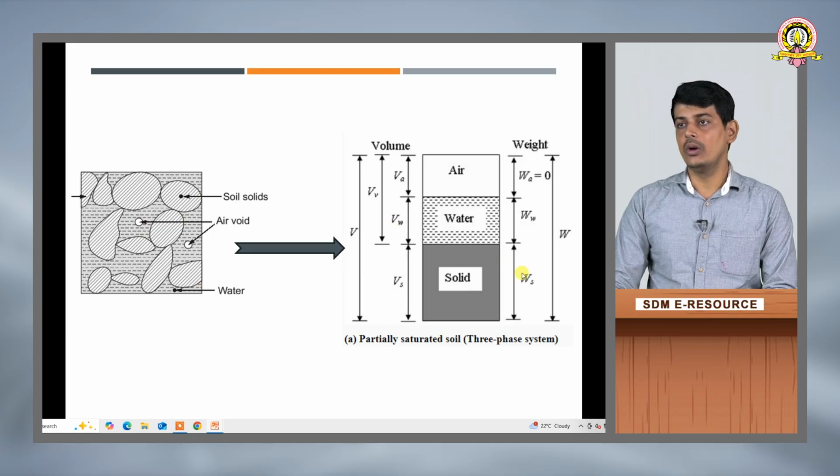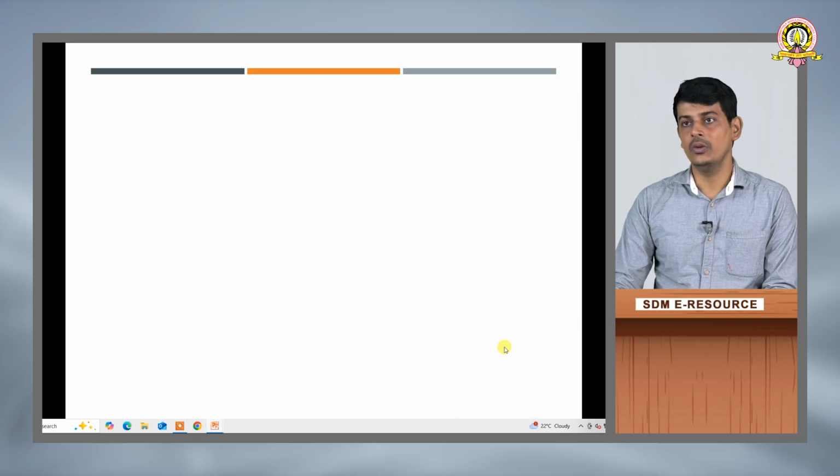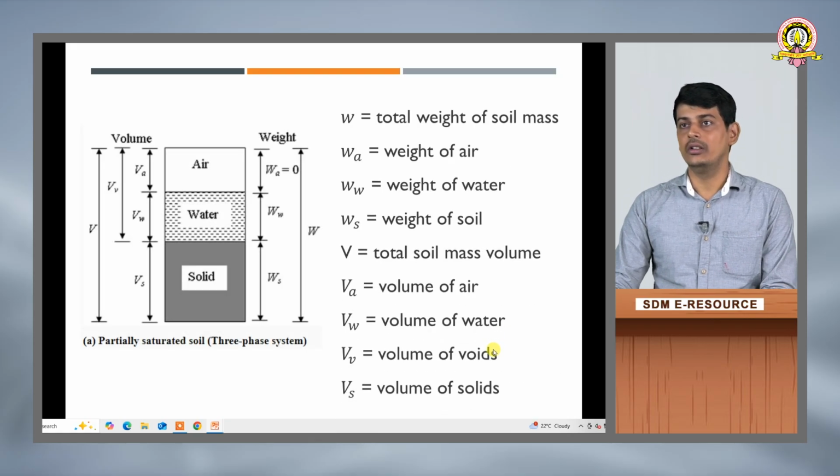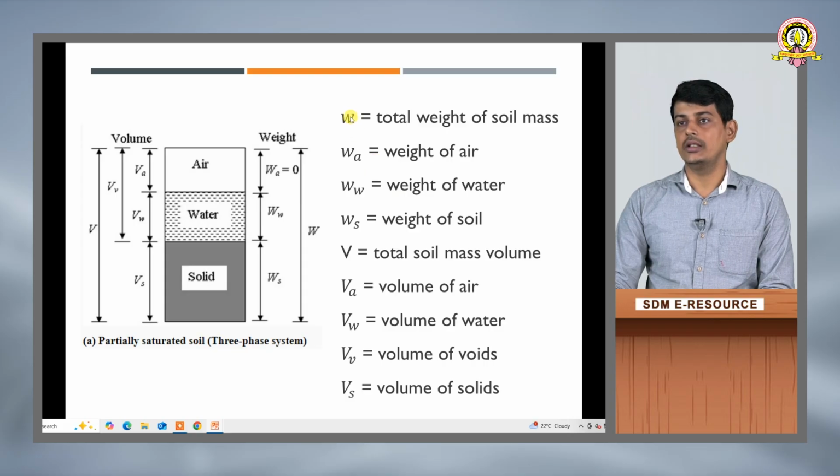Similarly, total weight equals weight of solids plus weight of water plus weight of air, and again, weight of air is usually neglected. This is the case of partially saturated soil. Why partially saturated? Because the voids are partially filled with water and partially filled with air, hence the name partially saturated soil. Only in the case of partially saturated soil is it called a 3-phase system. Now, the same thing I have represented with these notations.